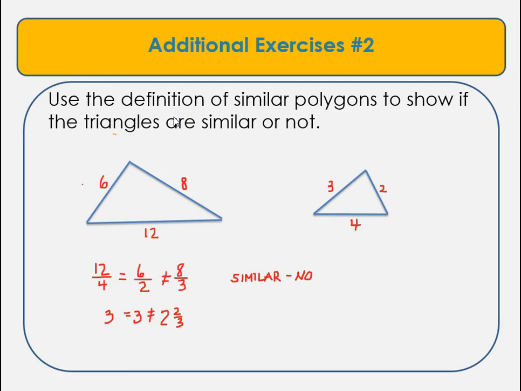and 12 fourths and 6 seconds are both 3. And then our third proportion would be 8 to 3, and unfortunately 8 over 3 is 2 2/3, so 6 seconds is not equal to 8/3, or 3 is not equal to 2 2/3, so they are not similar.